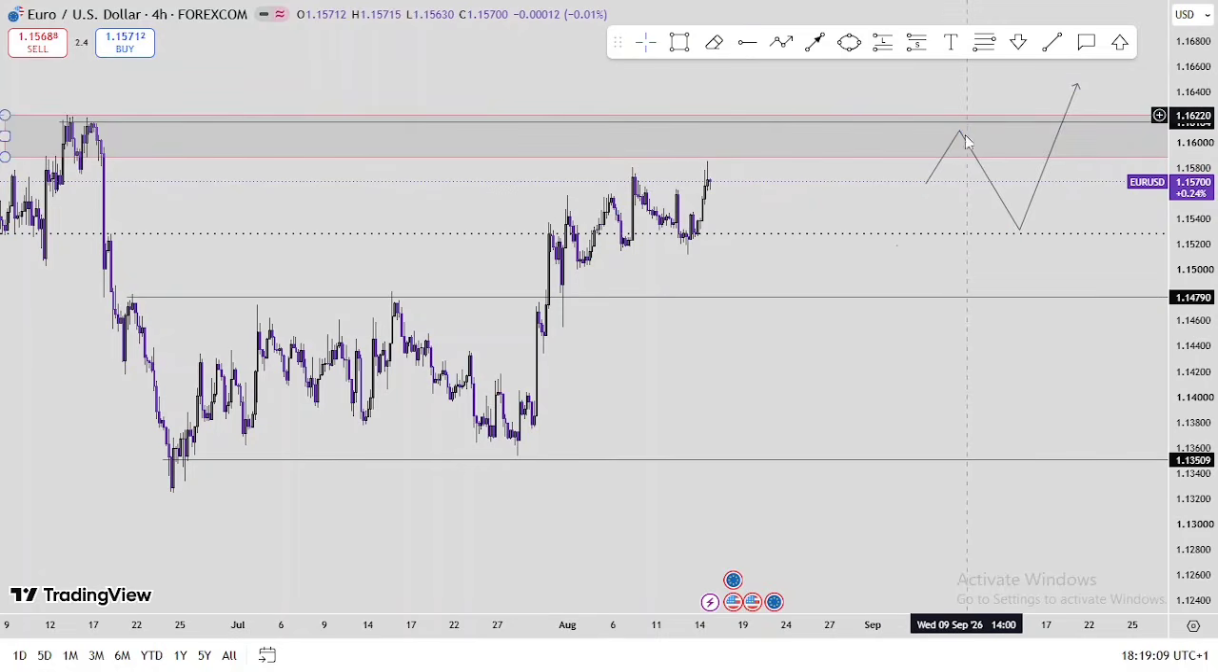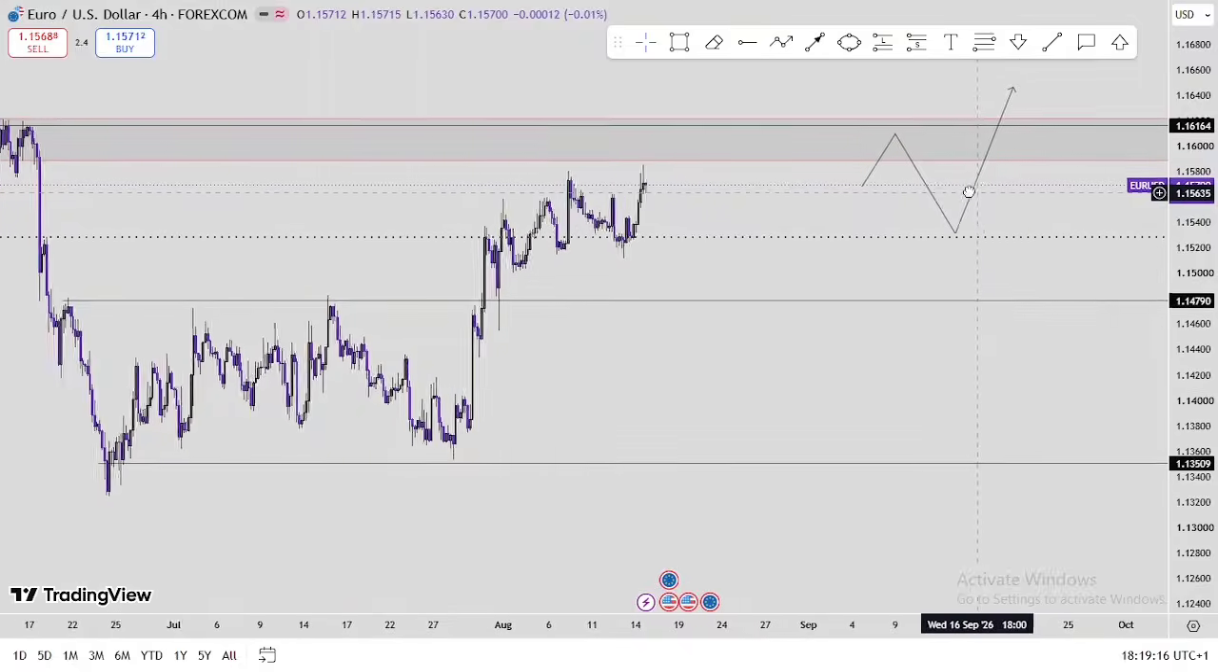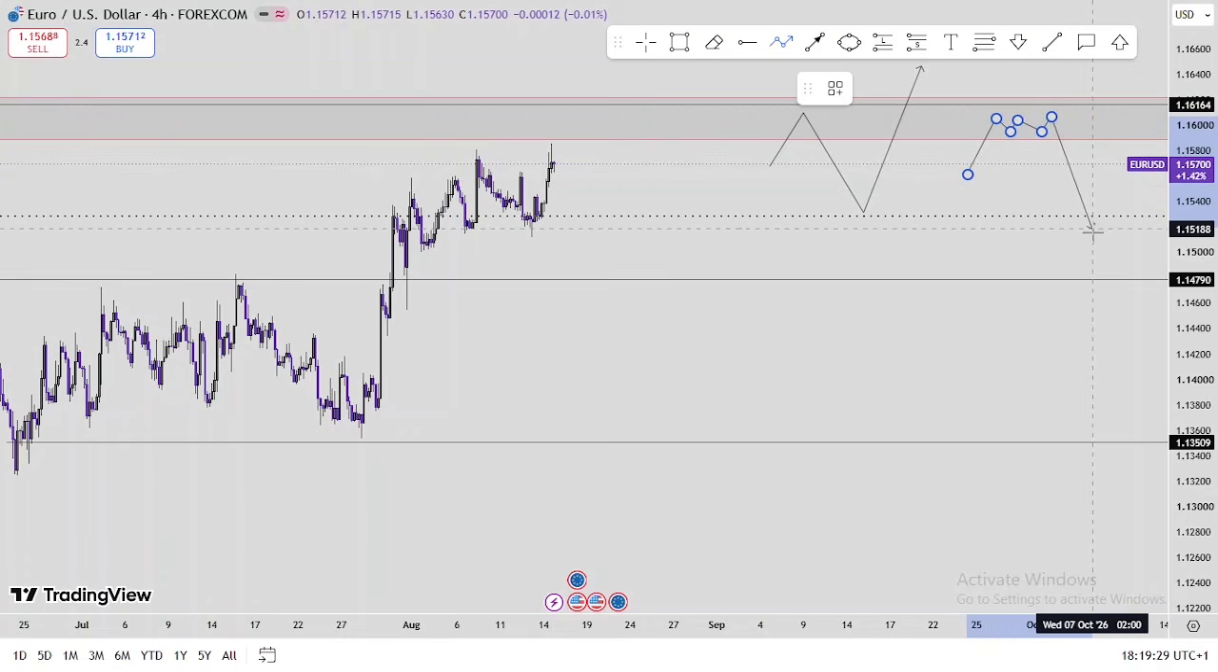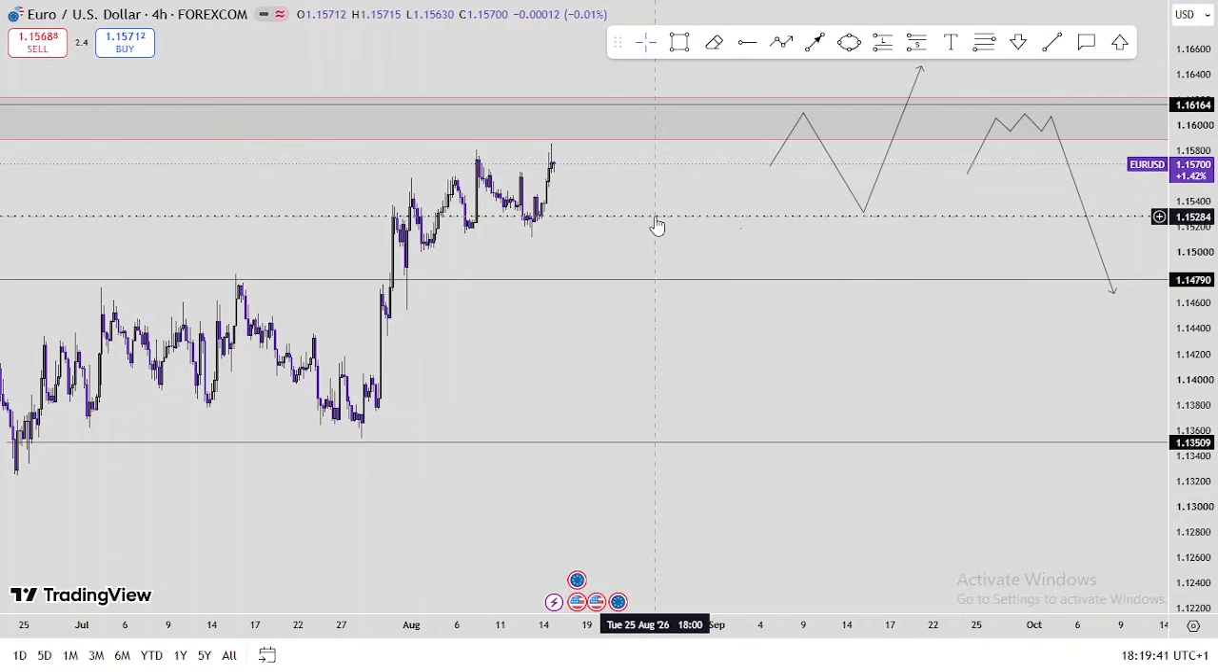So price comes into this supply here, pulls back to this supply area before continuing back up, or we start seeing price respecting this supply area, and then the bullish momentum gets depleted, and then we start seeing actual signs of bearishness. But this is not for now. This is for when price has printed more price action, and then we have more evidence of what could potentially happen.